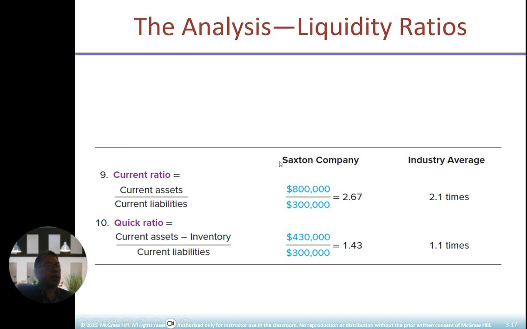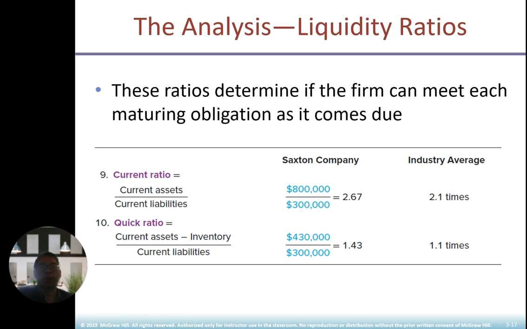And then the current ratio here, the higher it is, the better, because current ratio is current assets over current liabilities. It looks like Sexton has a higher average, 2.67 compared to the industry average of 2.1, while the quick ratio, which is current assets minus inventory over current liabilities, we get is 1.43, compared to 1.1. So the company here, in terms of liquidity ratio, is much better than the industry. So this is quite liquid as compared to the industry.